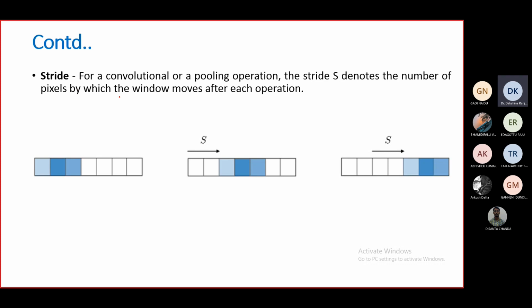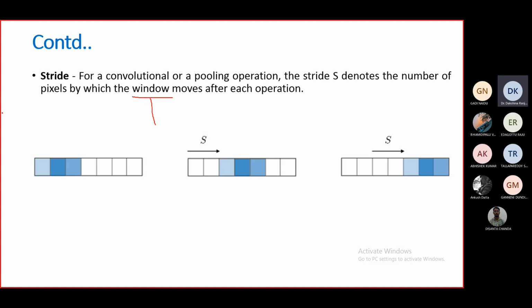Here the stride denotes the number of pixels by which the window moves after each operation. Here window essentially means the filter. So how many pixels we can move will be decided by the stride function. For a convolutional or pooling operation, we can apply this stride.